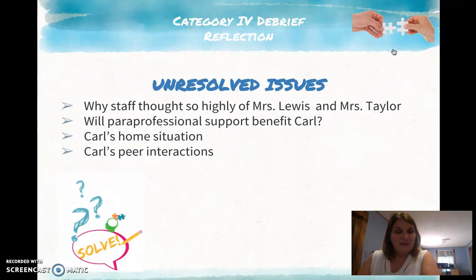Reflecting on unresolved issues that I saw: why the staff thought so highly of these teachers who seemed pretty ineffective in my mind. I was also wondering what paraprofessional support would be like for Carl and how it could benefit him. Another unresolved issue would be Carl's home situation. I feel like that needs to be addressed so that they can be on the same page with the school. And then I was also really concerned with Carl's peer interactions. If he's being rejected by the teacher, which is what it sounded like to me, I feel like he's also going to be rejected by peers, and that's a scary thought. That's a high need for emotional development.